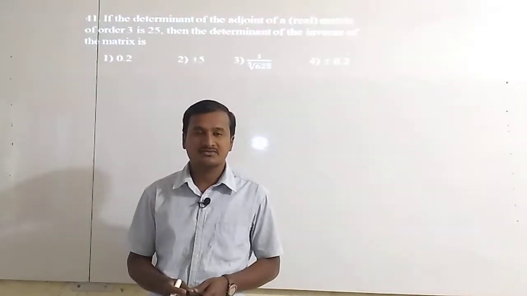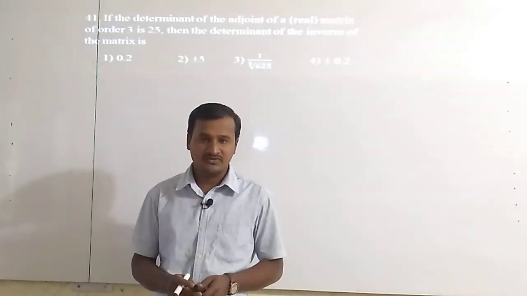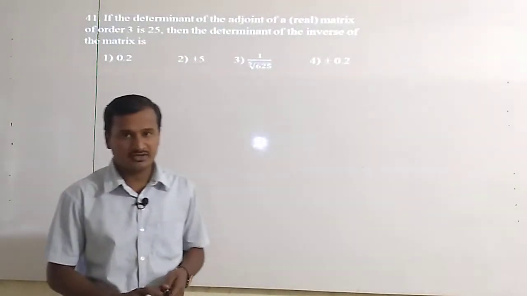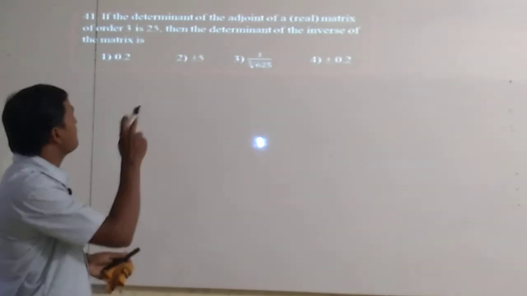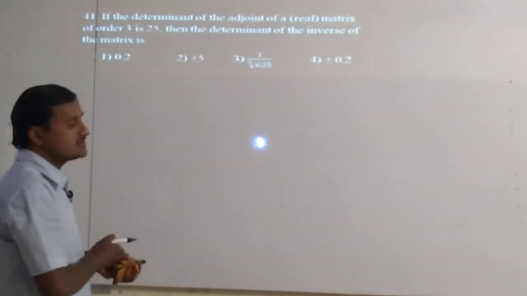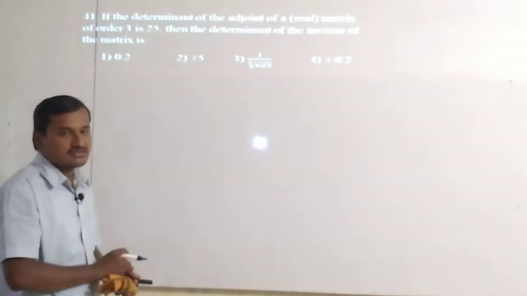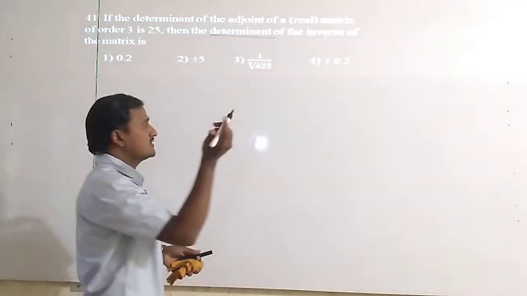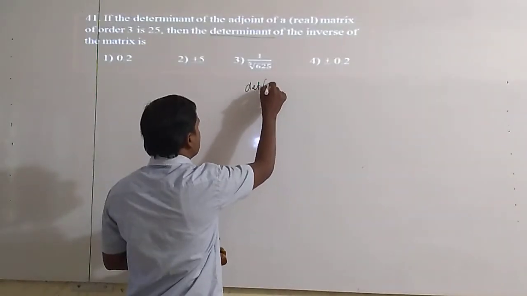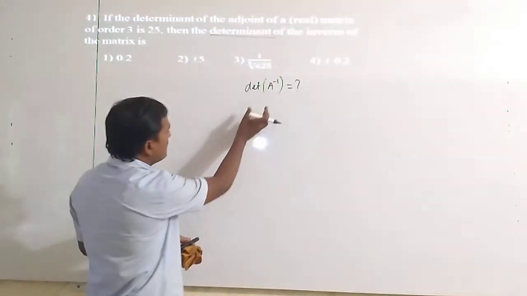In our previous class, we completed up to 40 questions, and in this class, we will solve the remaining problems. Okay, so the 41st question: the determinant of the adjoint of a matrix of order 3 is 25. Then the determinant of the inverse of the matrix is? Here we should find the determinant of the inverse of a matrix, that is equal to question mark, right?